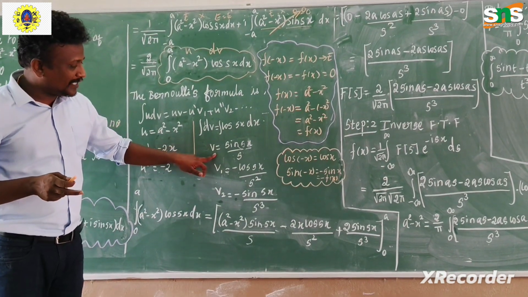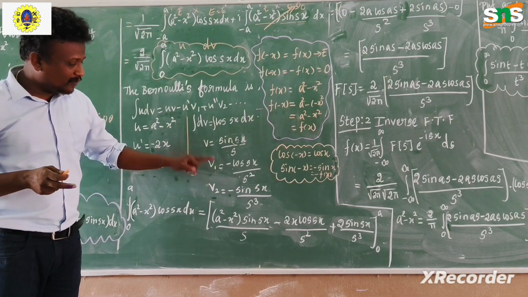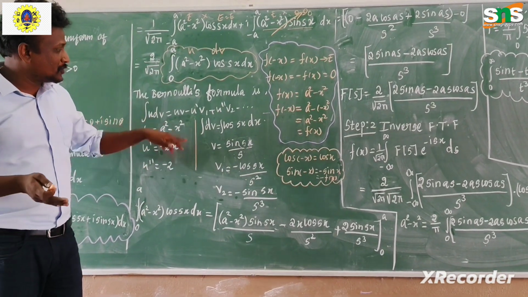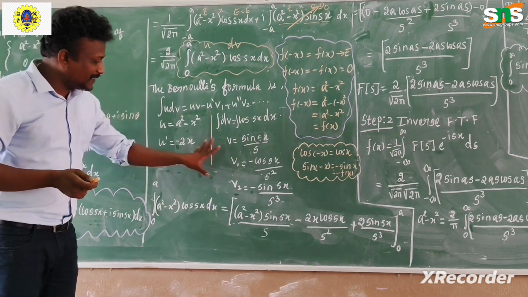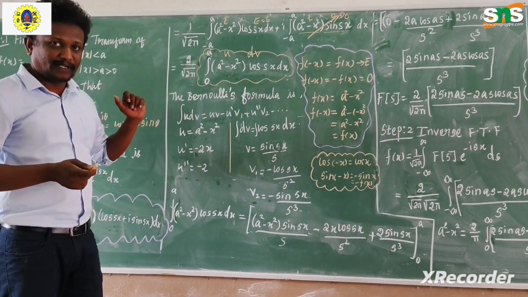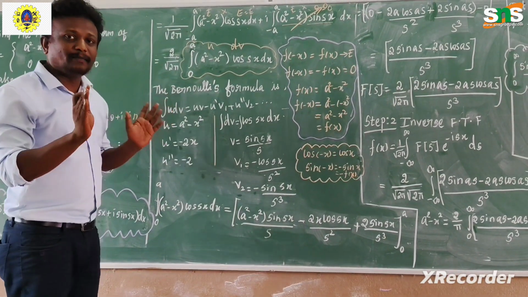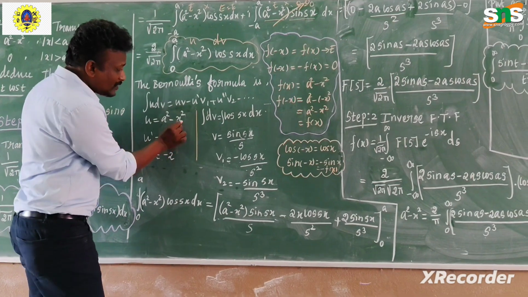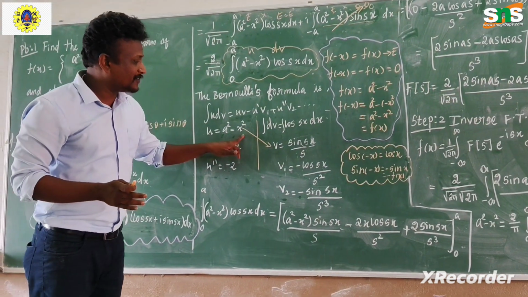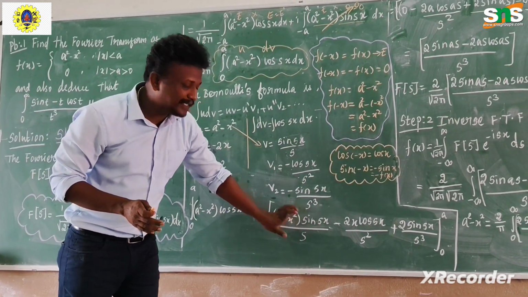So when you integrate v with respect to x one more time, you will get v1. Similarly, what is v2? Now you got all the results which you need to substitute in this formula, right? So after finding all these results, let's substitute them in Bernoulli's formula. So what is it saying? In the first step, we have to write the multiplication of uv. This is u and this is v. So you have to multiply these two in the first term. That multiplication part I have written here.